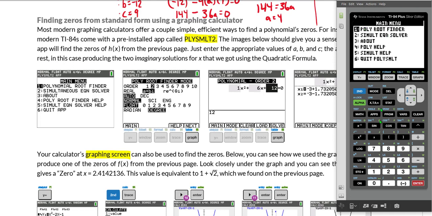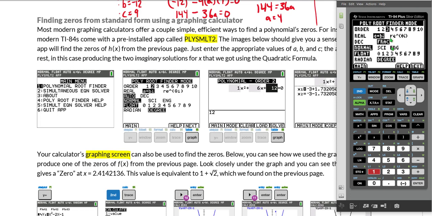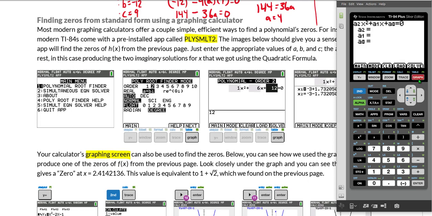I go to polynomial root finder as I did before. I'm going to change my order back to 2 because remember, a quadratic has an order or degree of 2. I am on A plus BI. All of this stuff can stay the same. I'm going to hit the graph button, which is next. And in this case, I'm going to go back to this quadratic here. I'm going to enter a 1 and a 6 and a 12.